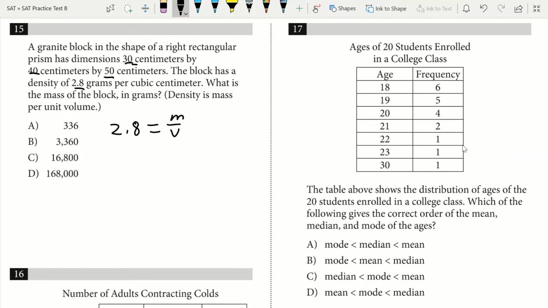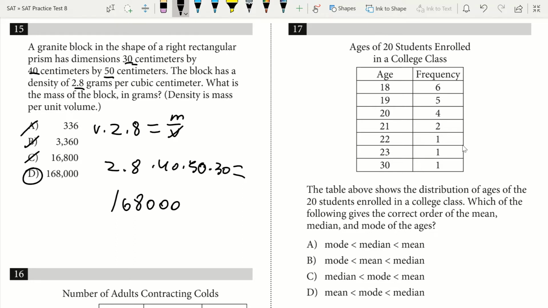I know that my volume is going to be my 30 times 50 times 40. So my mass then, when I multiply each side by volume, right, so I get V times 2.8. It's going to be 2.8 times that 40 times that 50, and then times that 30. So when I plug that in my calculator, I'm going to get 168,000. So my answer there is going to be answer choice D.